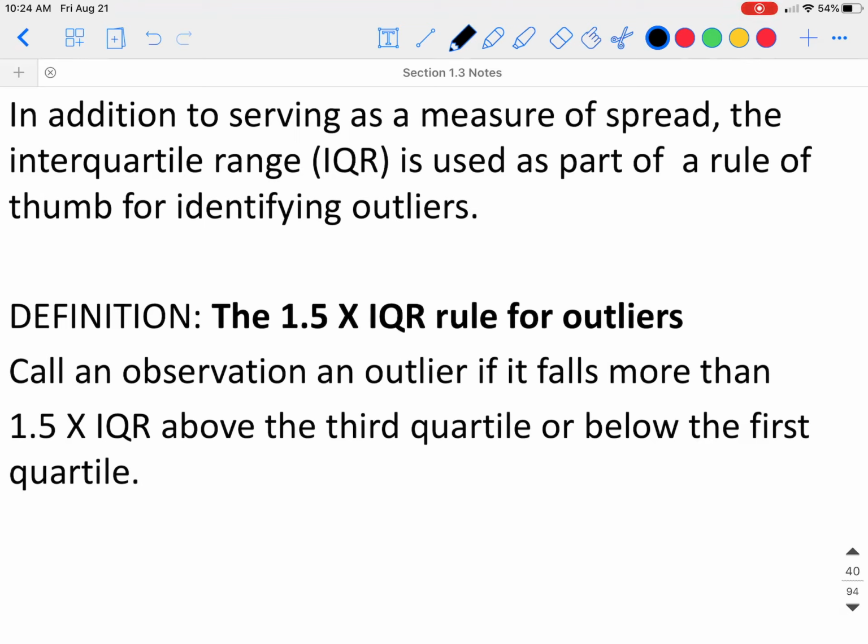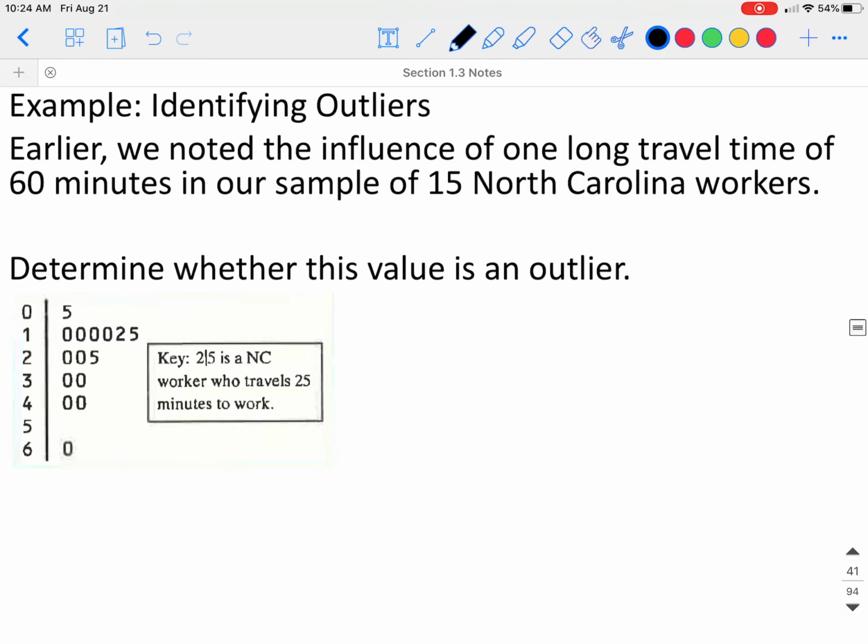In addition to serving as a measure of spread, the interquartile range is used as part of a rule of thumb in identifying outliers. So to find outliers, we do the 1.5 times the IQR rule. We're going to call an observation an outlier if it falls more than 1.5 times the IQR above the third quartile or below the first quartile.